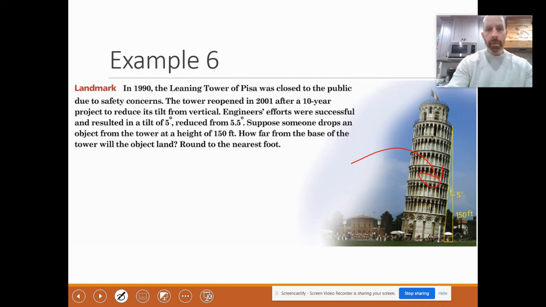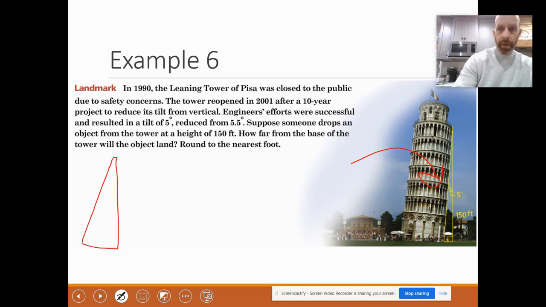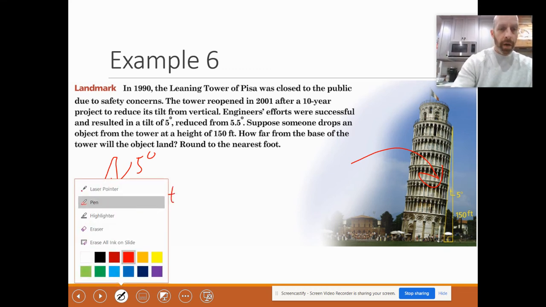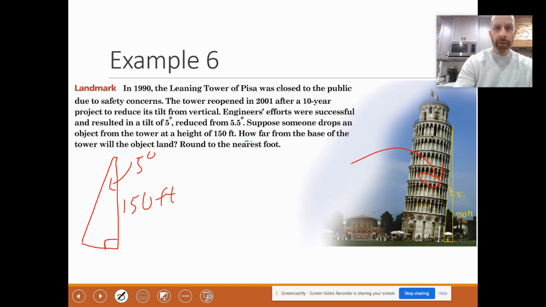So let's go ahead and draw our triangle here separately. Here we have our right angle. We know that this angle up here is 5 degrees, and we know that this height over here is 150 feet. What we want to know, it says how far from the base. So this is the base. I'm going to call that x.